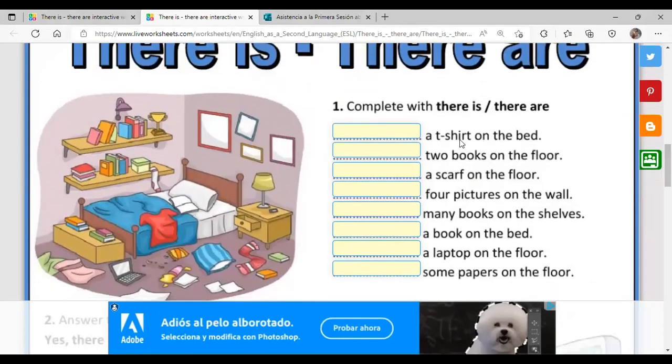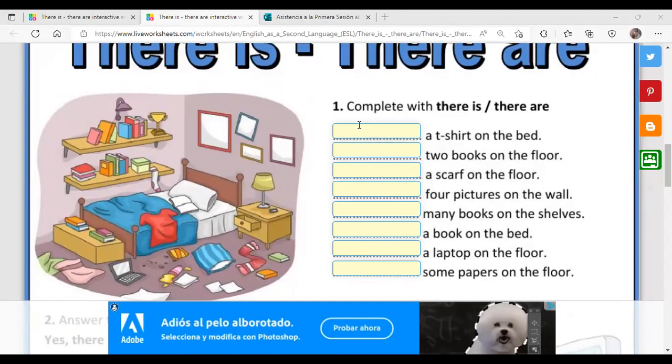For example, a t-shirt on the bed, 2 books on the floor, a scarf on the floor, 4 pictures on the wall, many books on the shelves, a book on the bed, a laptop on the floor, some papers on the floor. So, any volunteer who would like to participate in today's session? ¿Quién quiere participar con la primera? ¿Qué pondrían aquí, chicos? What can you put in the first one? There is or there are?